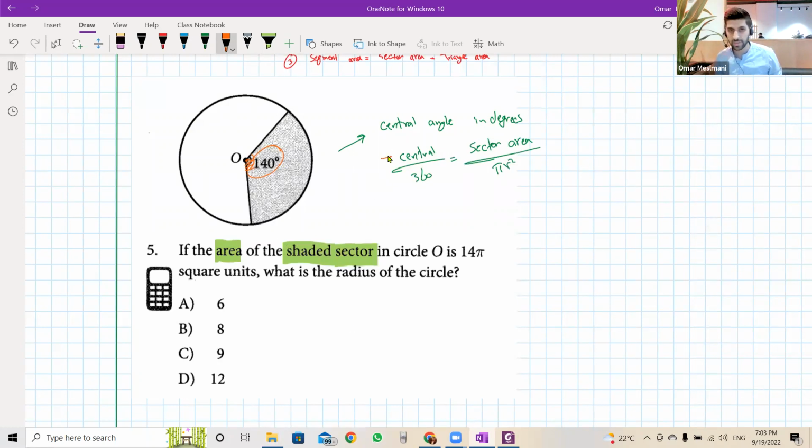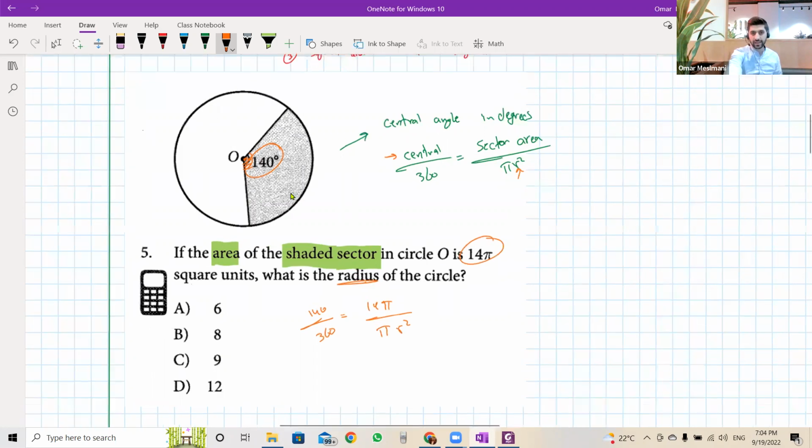What is my central angle? My central angle is 140. So 140 over 360 equals the sector area. What is the sector area we have? He gave me 14 pi, the area of the sector. It's 14 pi over pi r squared, since he's asking for the radius, which means r squared is the only one that I don't have. That's how you do it, okay?